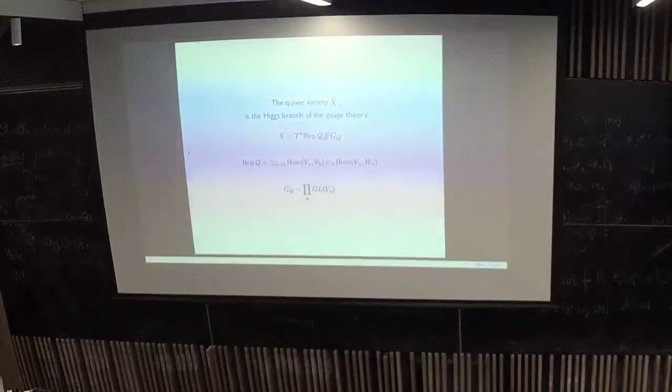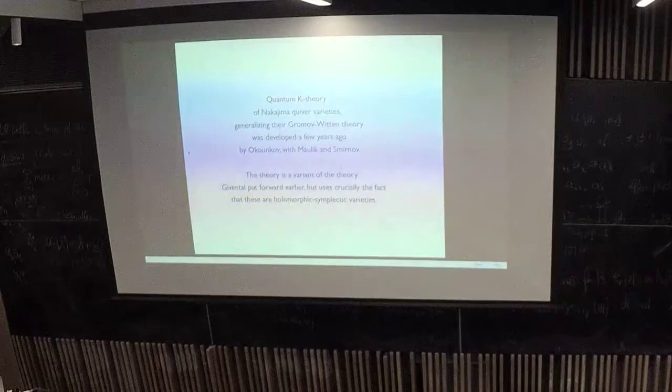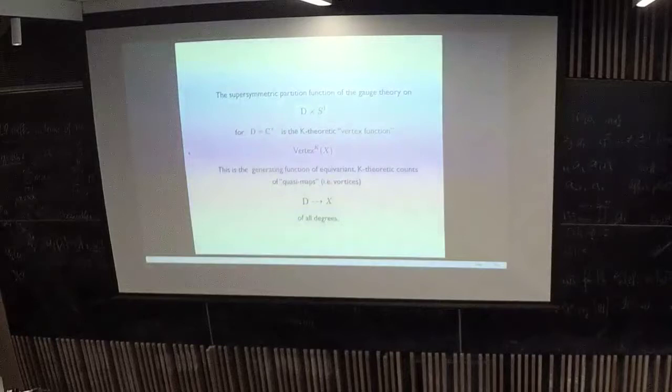The variant of quantum K-theory we need is the one developed by Okounkov with Maulik and Smirnov. It's a cousin of the theory that Givental introduced originally. But it works for holomorphic symplectic varieties like X. Rather, the formulation of it uses crucially the fact that X is holomorphic symplectic.